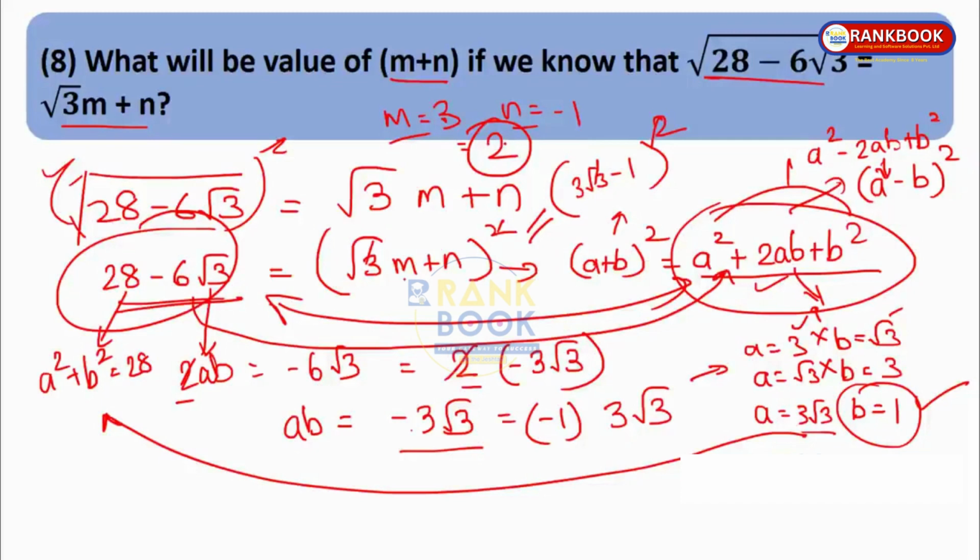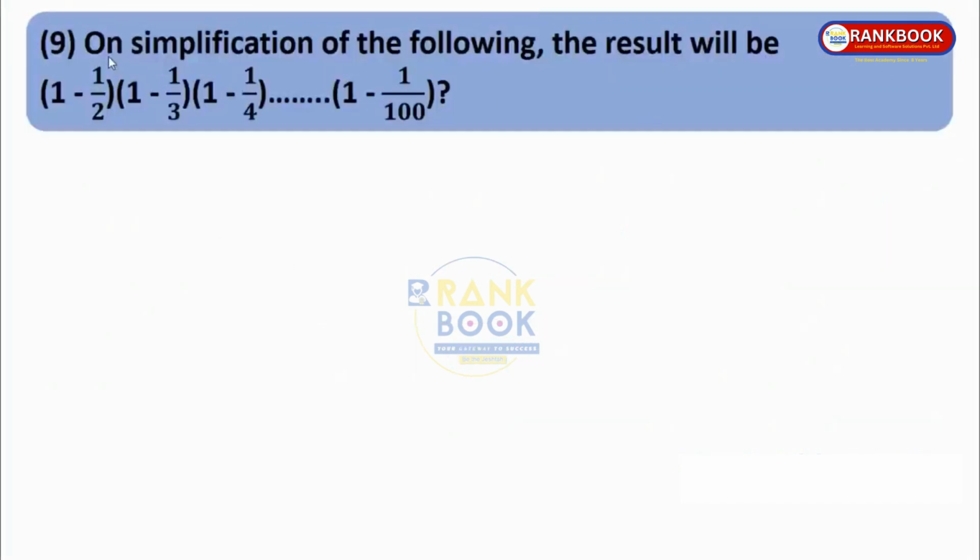Moving to next question. Question number 9. On simplification of the following, the result will be: the expression given is 1 minus 1 by 2 into 1 minus 1 by 3 into 1 minus 1 by 4 up to 1 minus 1 by 100. Now let us see what kind of simplification we can use over here.